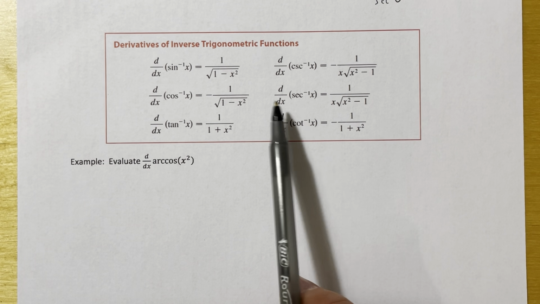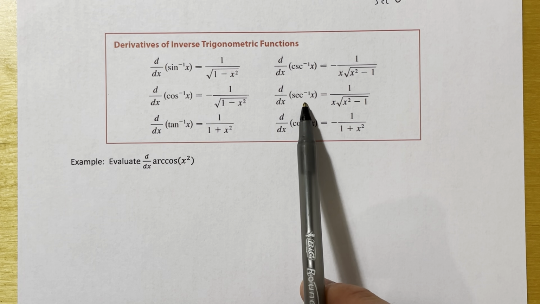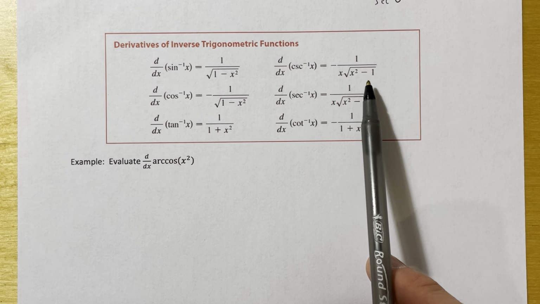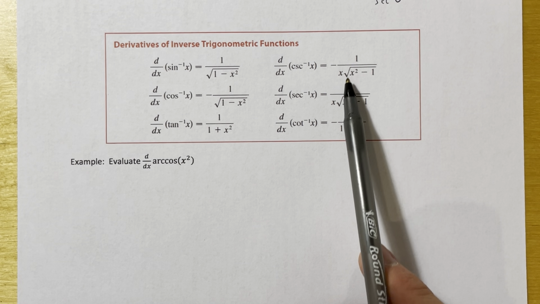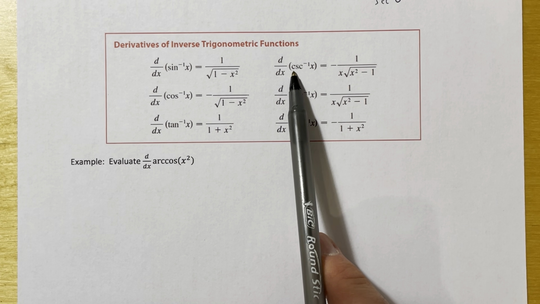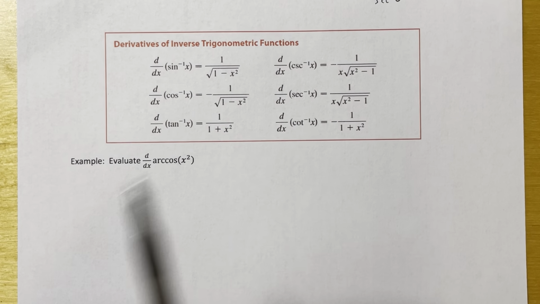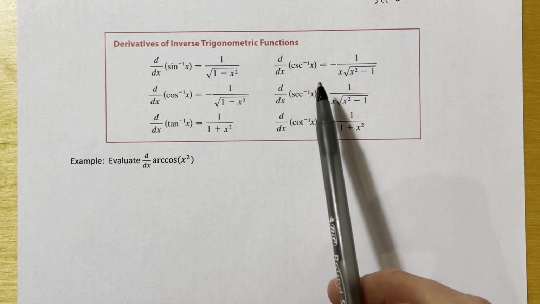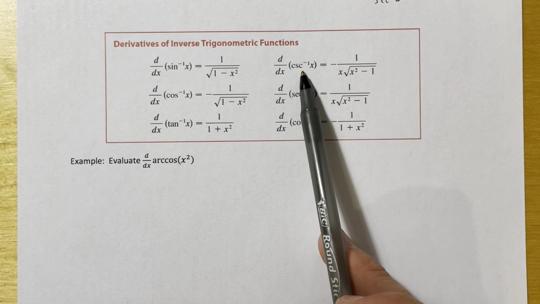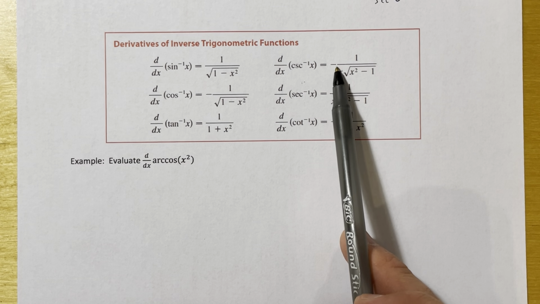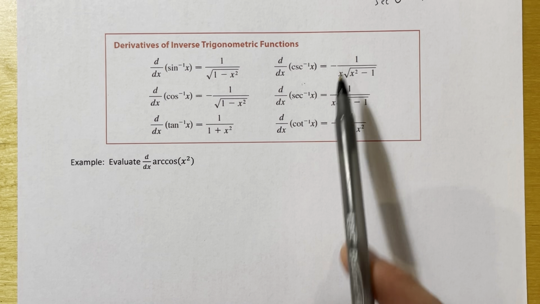One thing I want to point out, your book makes mention of this: the derivatives of the inverse cosecant and inverse secant functions could potentially look slightly different depending on how you define the domain of these functions, because there are different ways of defining the domains of these depending on the textbook that you use. And the only difference is if you define the domain slightly differently, you may end up with absolute values around this x here. But we're going to be working with these versions.